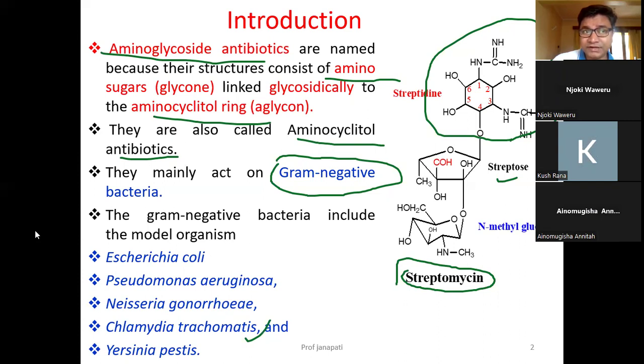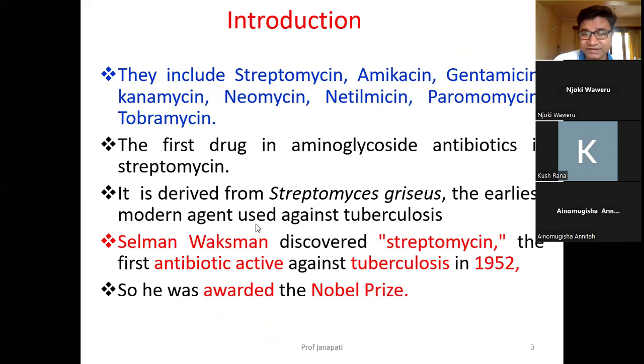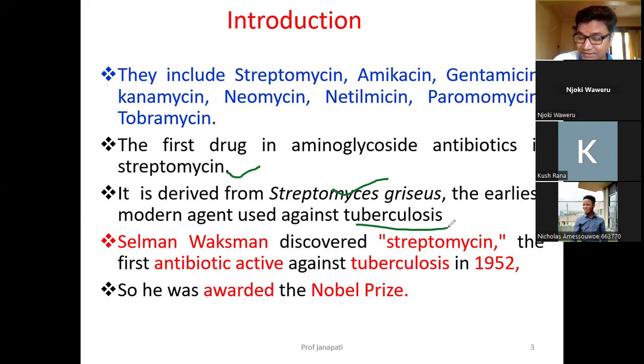Now, let us see a few examples. Anyhow, we will learn in classification and all those things. Some of the examples are streptomycin, amikacin, gentamicin. The first drug in all this is streptomycin, as I told you, and it is obtained from Streptomyces griseus, the earliest modern agent used in tuberculosis. The person who discovered it is Selman Waksman. He discovered streptomycin, an effective drug in the treatment of tuberculosis, and in 1952 he was awarded the Nobel Prize in medicine. That is the importance of this drug, streptomycin.